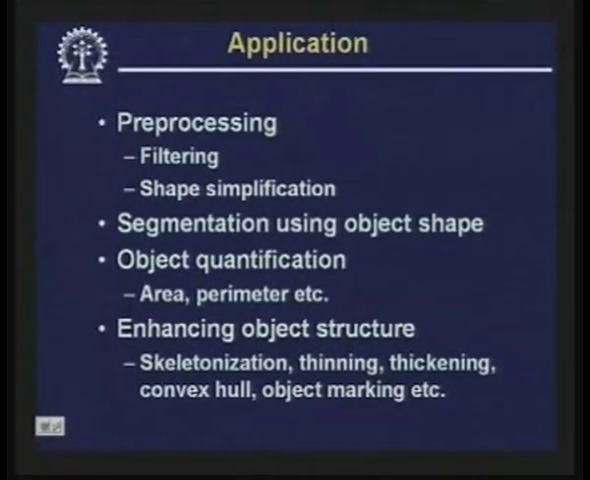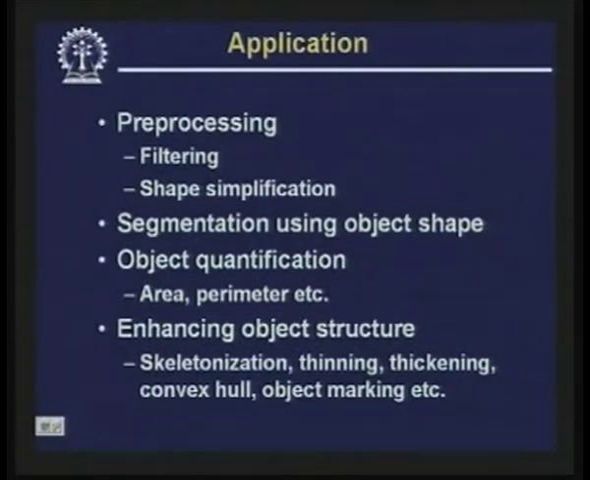Morphological operations can also be used in other applications, for example, enhancing the object structure. By enhancing, what we mean is, in one of our earlier lectures we have seen that given a two-dimensional shape, in many cases the shape can be better described by using the skeleton, and one of the skeletons we have seen is the medial axis. So, these morphological operations are also very useful to find out the skeleton of an object.